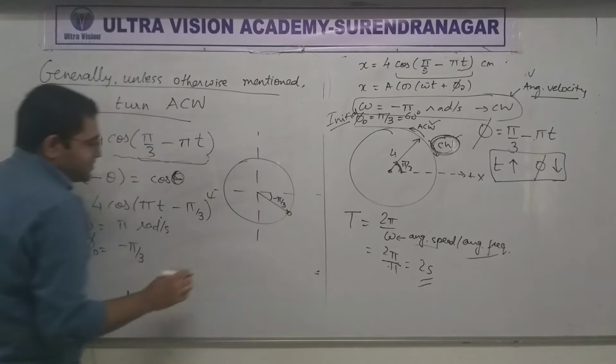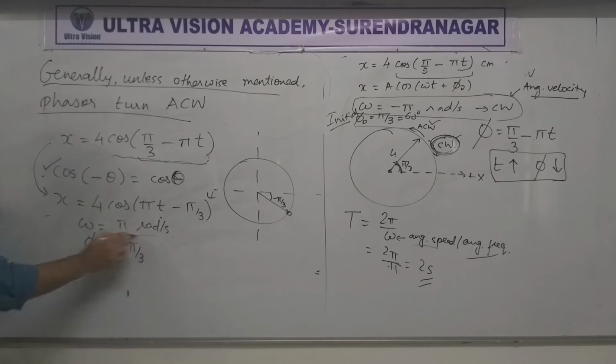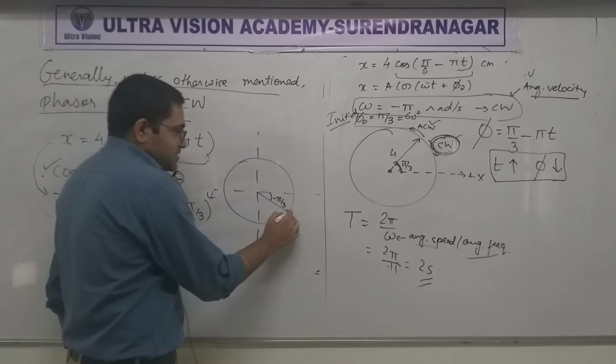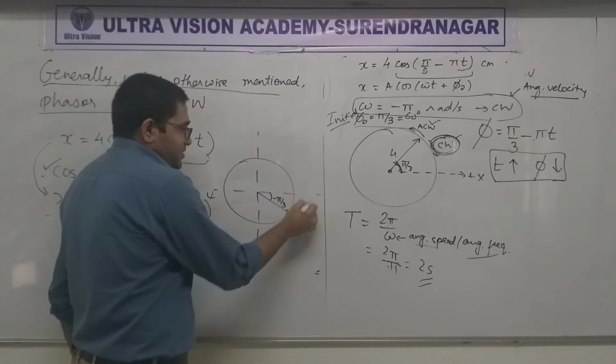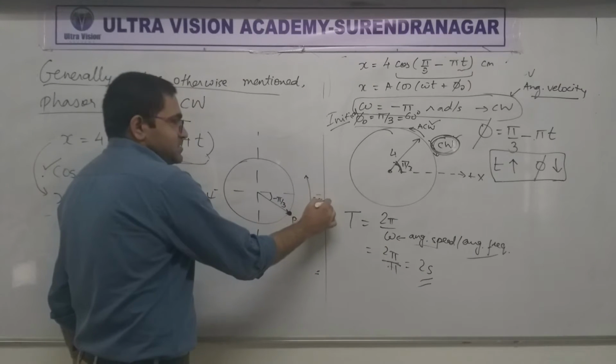And now how will it turn? Look at omega. Is it going to turn clockwise or anti-clockwise? Anti-clockwise. Very good. So this point P here is going to turn anti-clockwise like this.